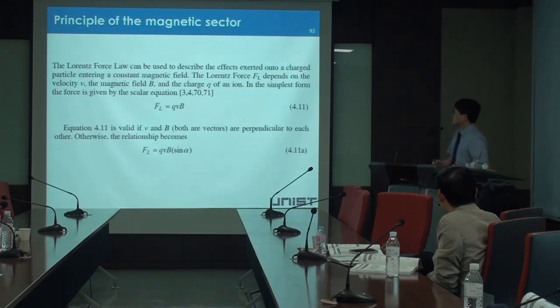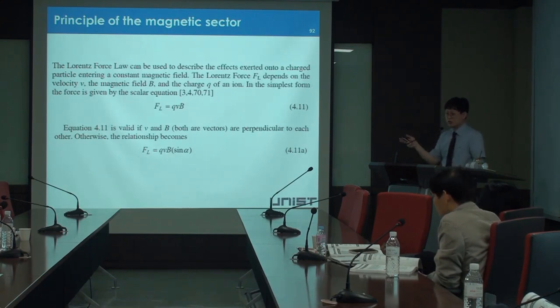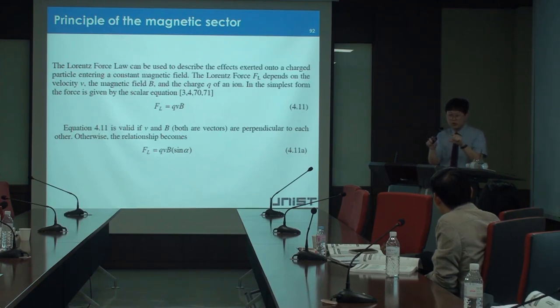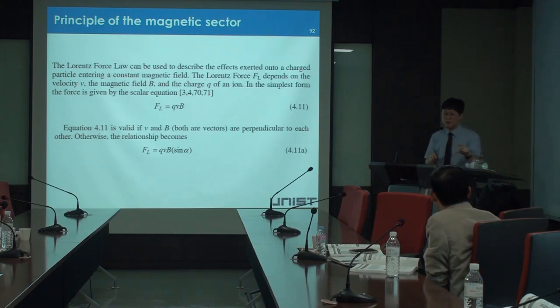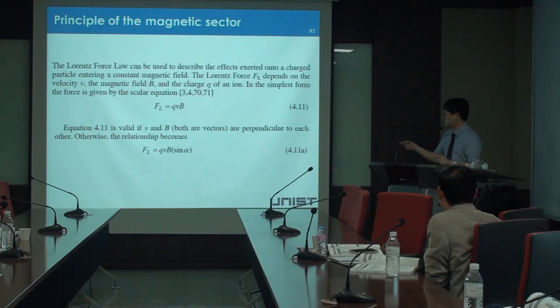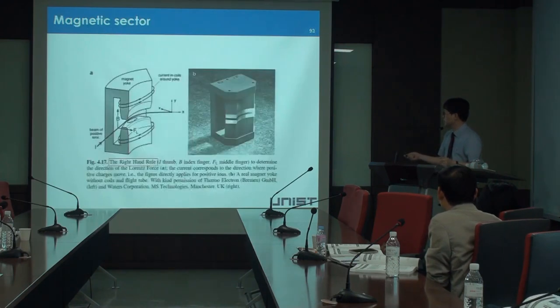The second one is the magnetic sector. Well, the electric sector, their principle is very similar. The magnetic sector. Here is a magnet, and if there's a neutral molecule, a neutral molecule is not influenced by a magnet or electric field. Only ions can be influenced by a magnetic or electric field. Okay, so this is about those equations. Okay, like this. This is a magnet for the MS.